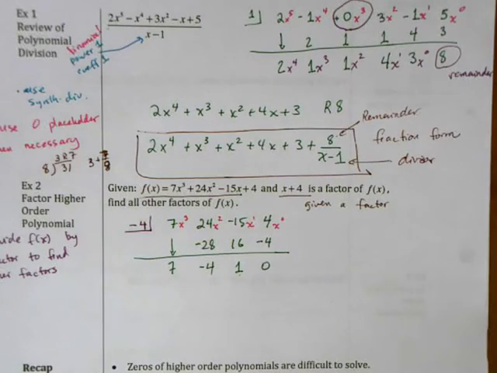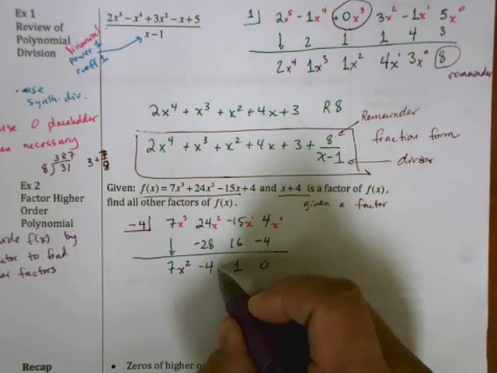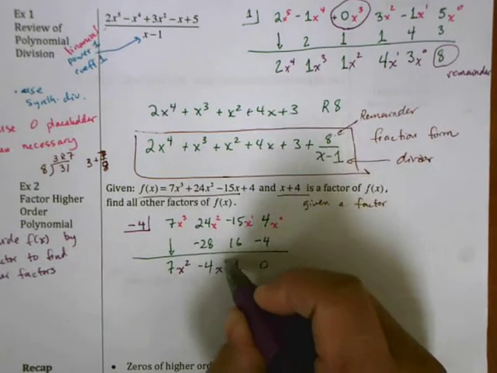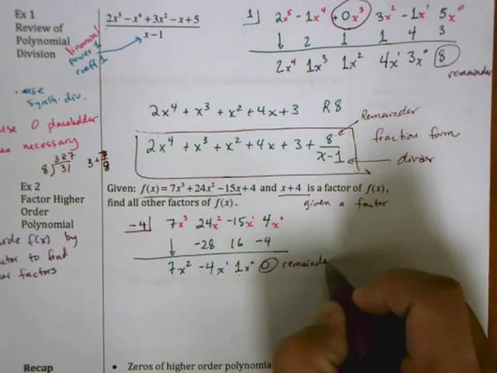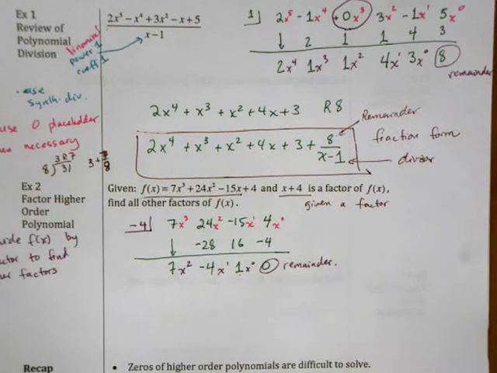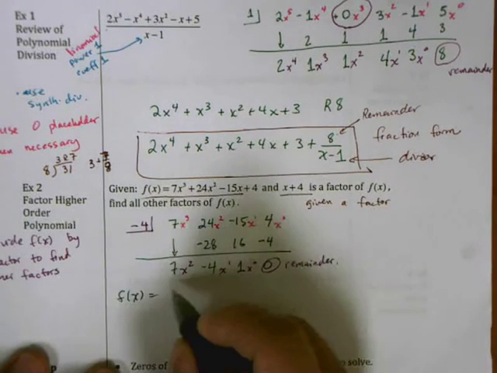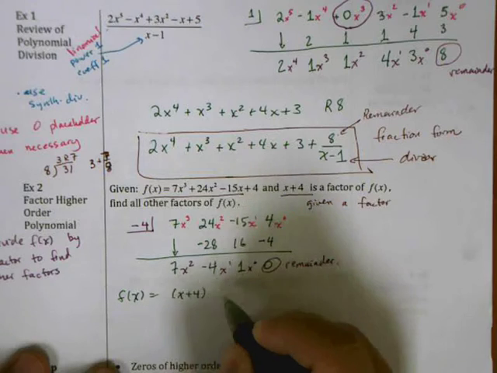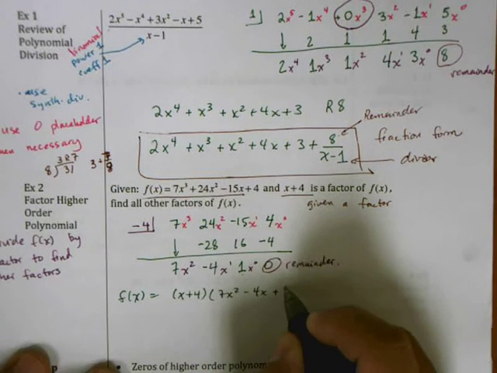Just so that I make sure this is correct, this is 7x squared minus 4x plus 1, then x to the first, x to the 0th, and this is our remainder. Whenever you get a remainder of 0, you know that it's a factor, and it should be since it's telling us that. So now we know that f of x is equal to x plus 4 times 7x squared minus 4x plus 1.